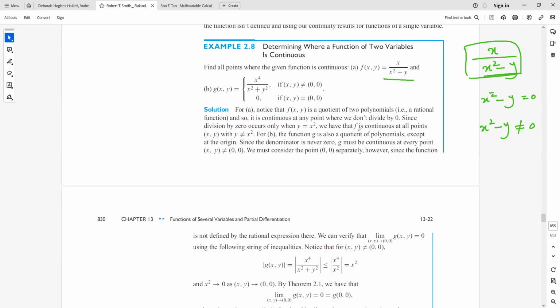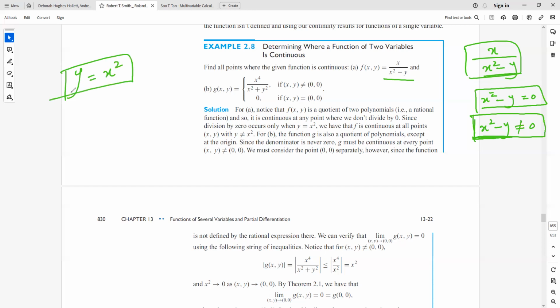So this function is continuous at all points, but not at this point where x squared minus y goes to 0. Therefore, we can say that the function is continuous at all points except where y is equal to x squared.